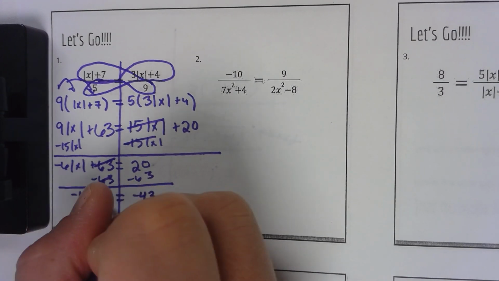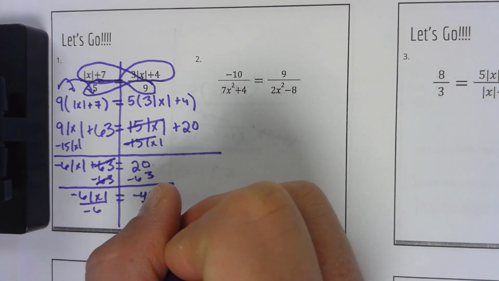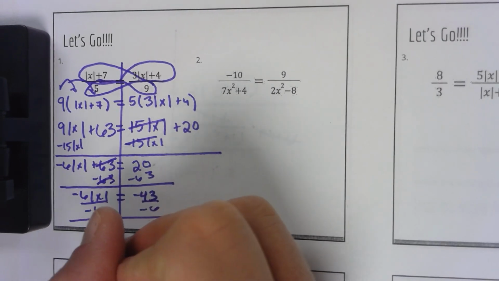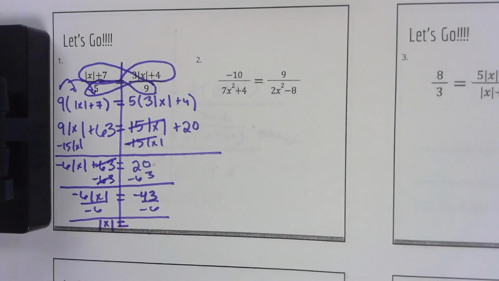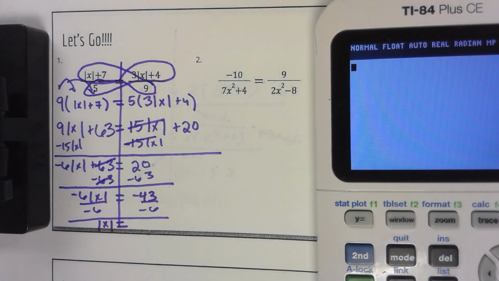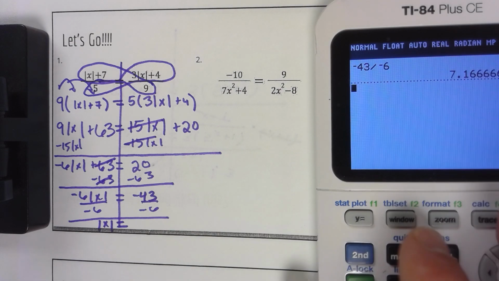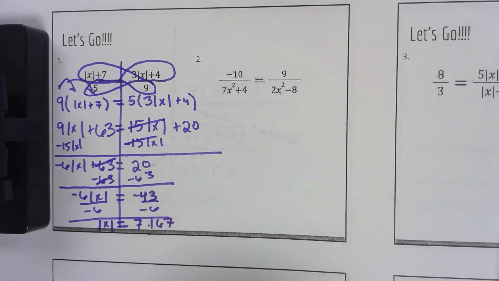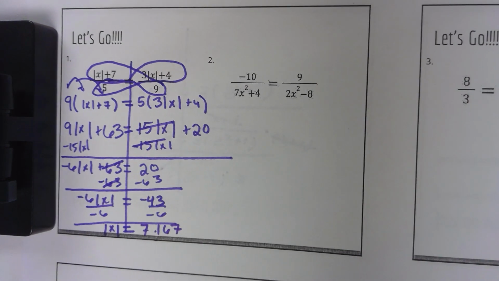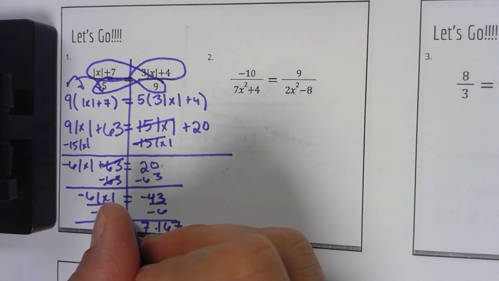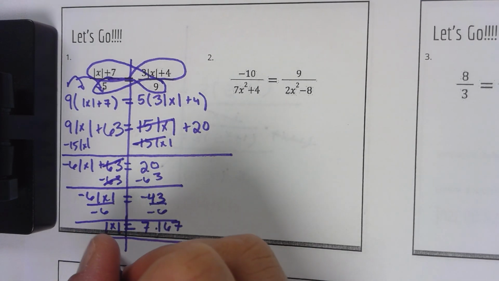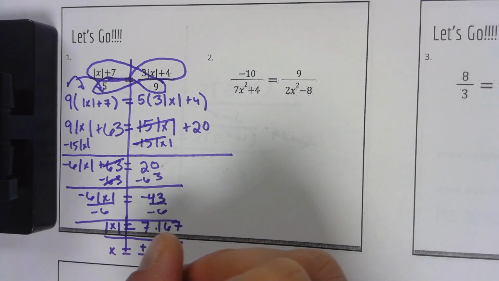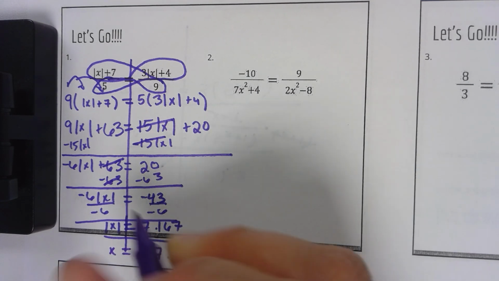And then divide both sides by negative 6. And so the absolute value of x equals, well, the negative divided by negative will make this positive. So negative 43 divided by negative 6 is 7.166, 7.167. And then absolute values are going to have two solutions. So we now just need to say that x equals plus or minus 7.167.